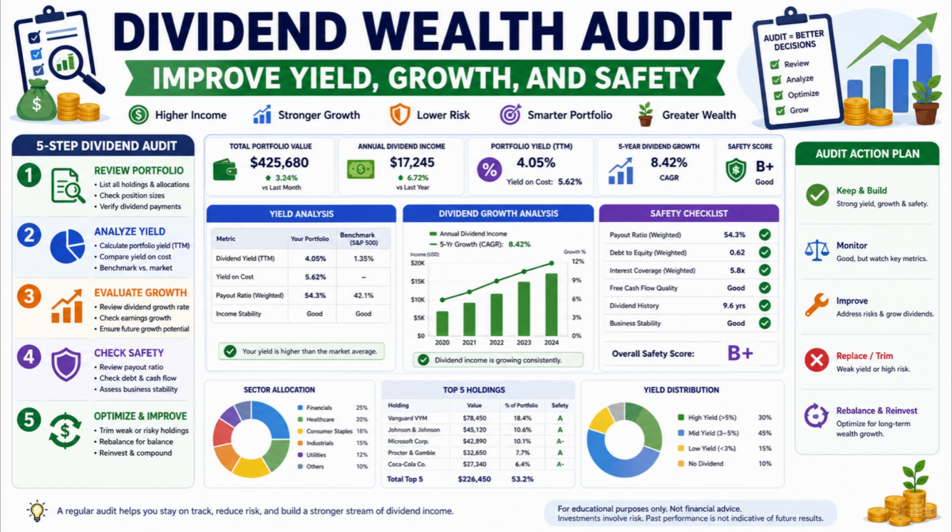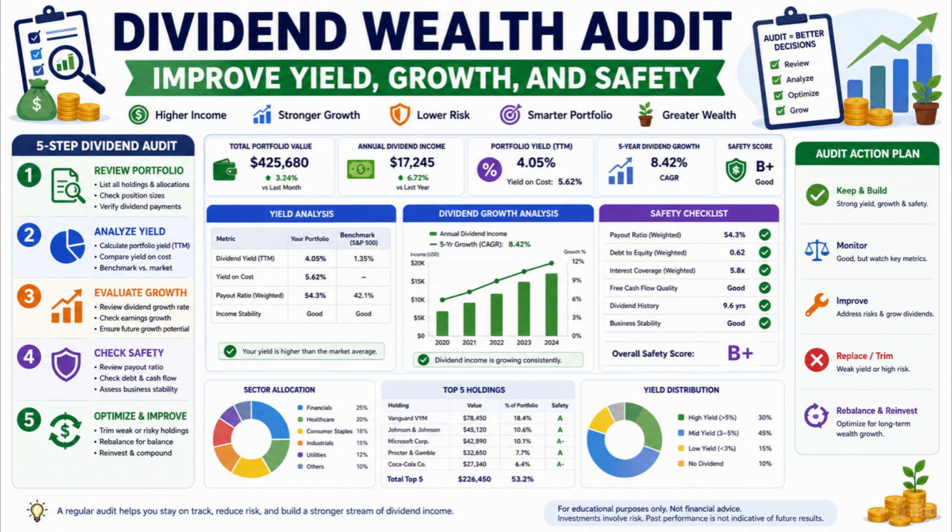To begin with, review every holding in the portfolio. List each stock, exchange-traded fund, or income investment, together with its market value, position size, dividend payment, portfolio allocation, and recent performance. Then verify whether every expected dividend has been paid and check whether any company has reduced, suspended, or delayed its distribution. Next, review the total portfolio value and annual dividend income.